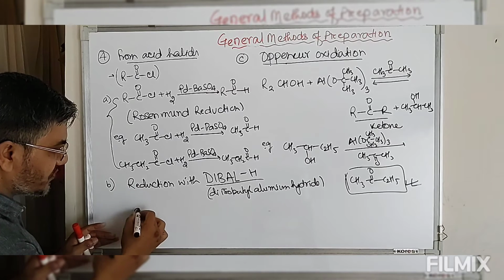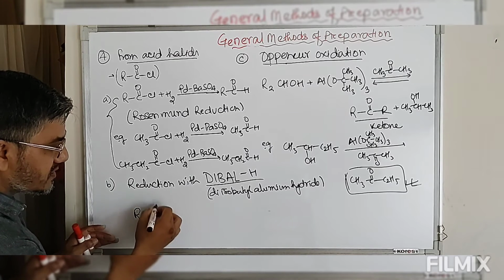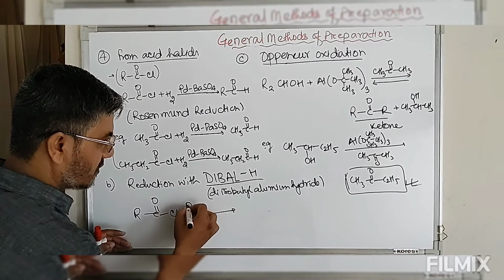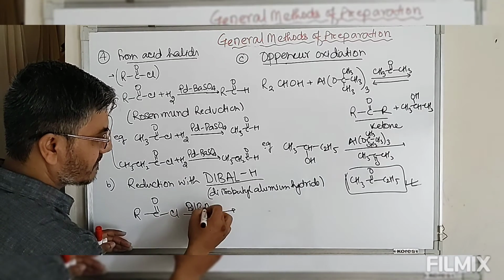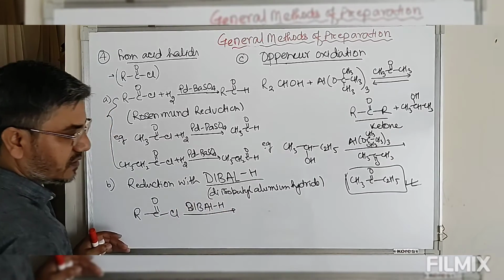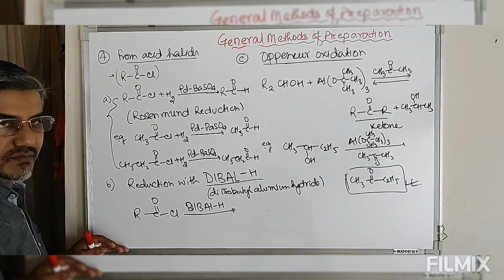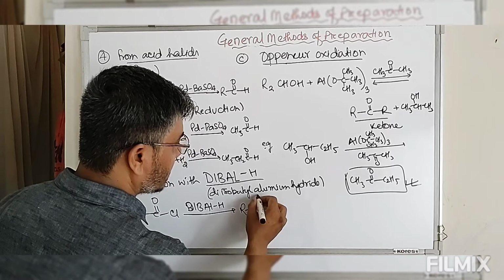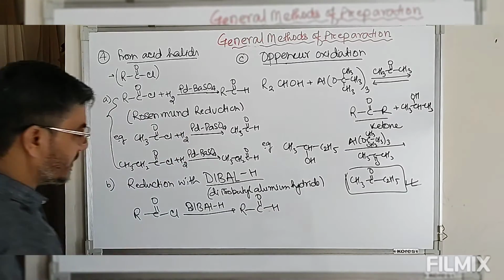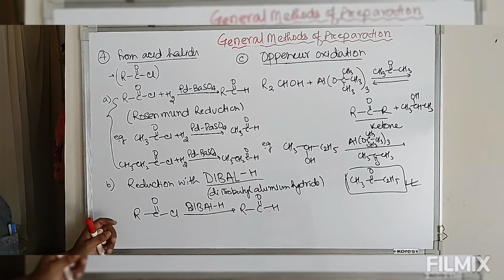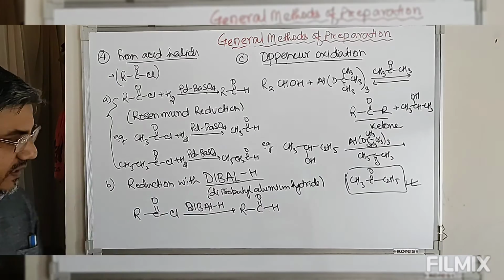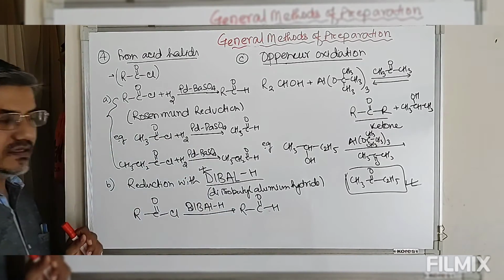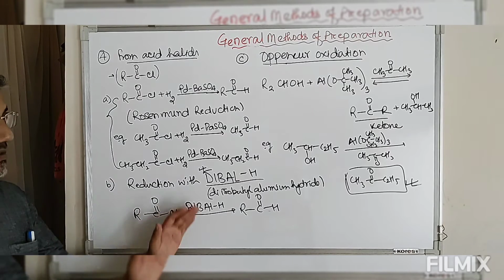So again look at it, this is specific for aldehyde. RC double bond O Cl, now this reacts with DIBAL-H, diisobutyl aluminium hydride. When this is converted into RC double bond O H. So again look at this, this acid halide can be converted into aldehyde by use of this specific reducing agent, that is DIBAL.